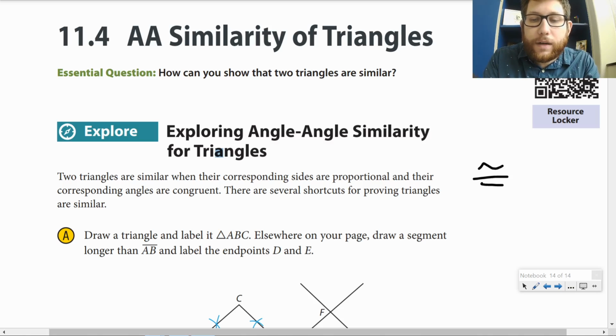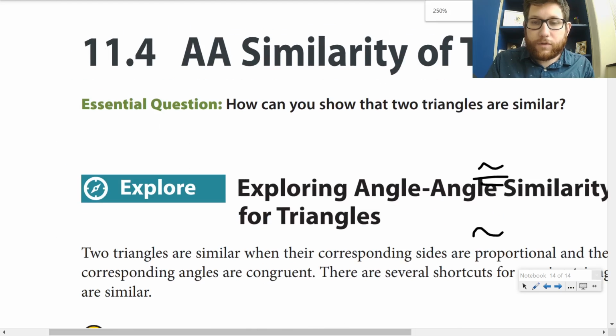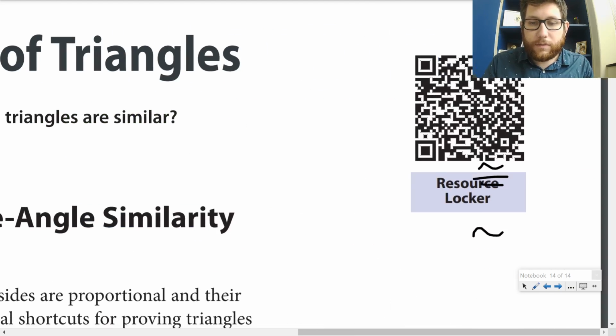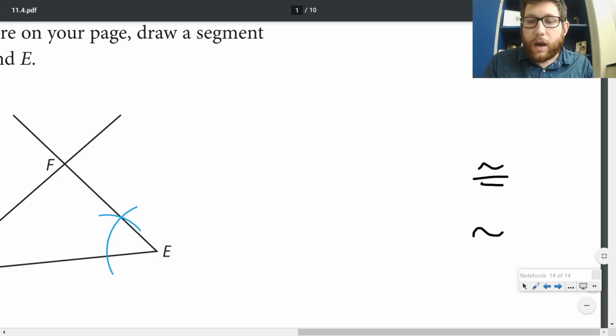Well, similarity has a similar symbol, and it's just one squiggle. So no equal sign. This is also your negate symbol for converse, inverse, contrapositive, but we're not going to use it for that. So when we're thinking about similar triangles, we want to understand what's going on with the similar triangles. Let me kind of show you something here. Let me zoom in so I get some white space to work with. All right, so let's look at this here.